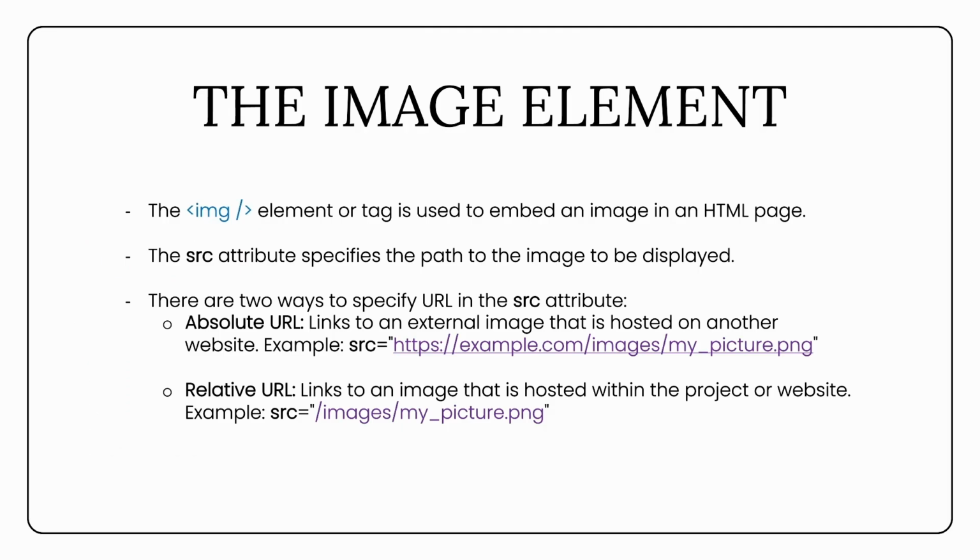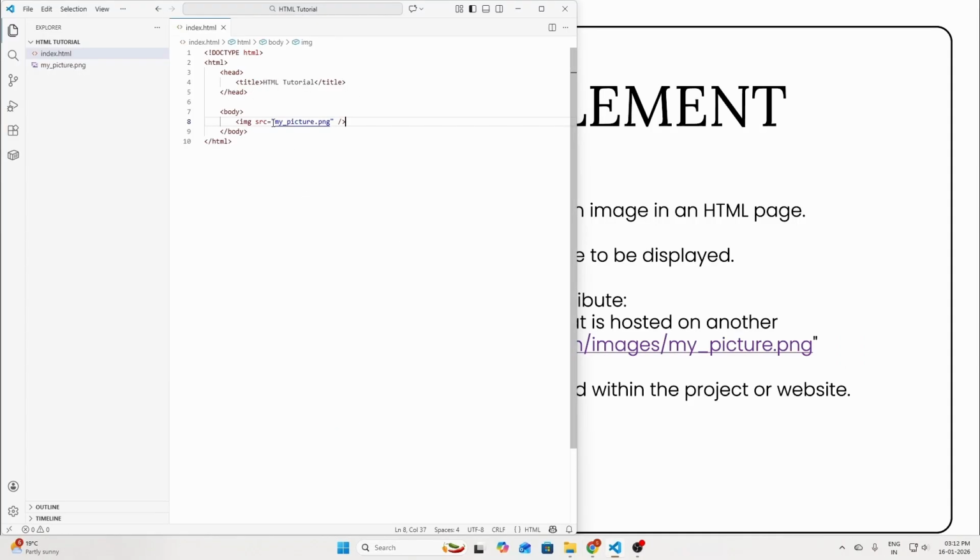Now there are two ways to specify the URL in the source attribute. First is absolute URL, which links to an external image that is hosted on another website. For example, example.com/images/mypicture.png. Then we have the relative URL, which links to an image that is hosted within the project or website. For example, I have specified the source attribute to my image that is hosted in the HTML tutorial directory. Here the URL does not include the domain name.